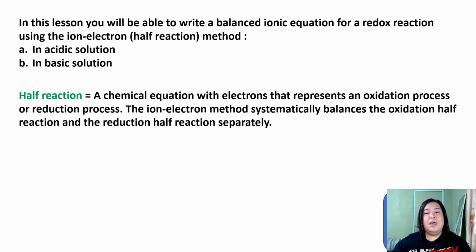A half reaction is a chemical reaction or equation with electrons that represents the oxidation process or reduction process. The ion electron method systematically balances the oxidation half reaction and the reduction half reaction separately. In our previous lesson, when you were still in the first semester, you learned how to balance the equation by inspection. For today, we're going to consider the electron loss and the electron gain in the given equation, and how to balance charges and how to balance the mass of a particular substance.